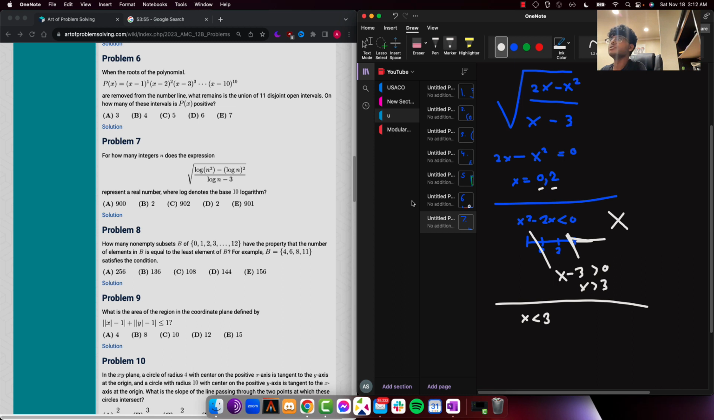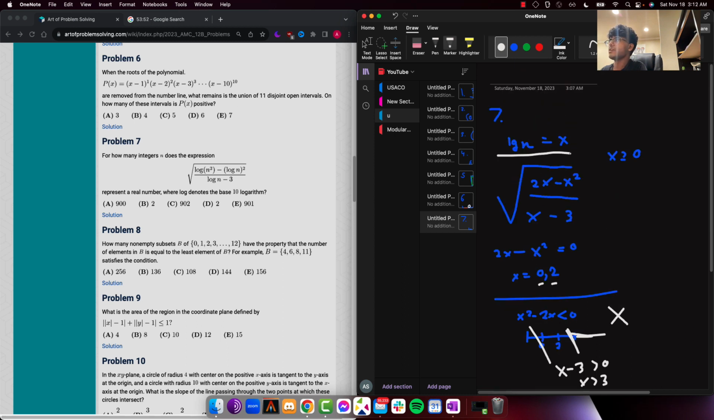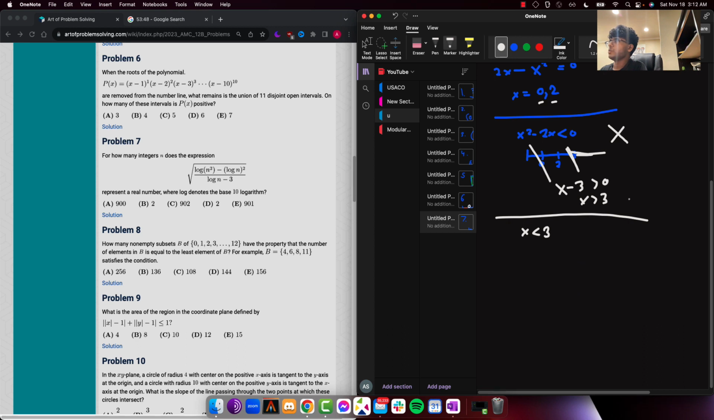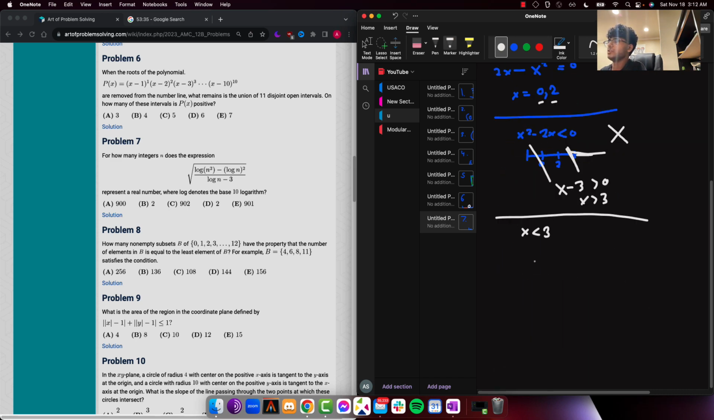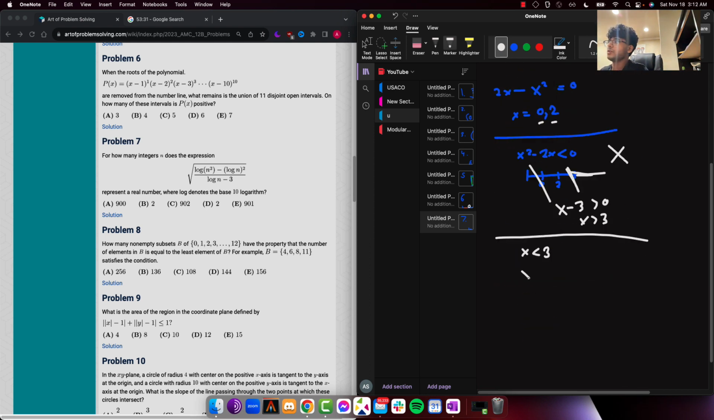Oh wait. Also, by the way, we're looking at log n equals x, so whatever we get for x, we have to convert it back in terms of n, and then look at the number of possible values for n. So right now we're dealing with everything logarithmically. So right now x is less than 3, and 2x minus x squared is less than 0. So that means that x squared is greater than 2x, or x squared minus 2x is less than 0.